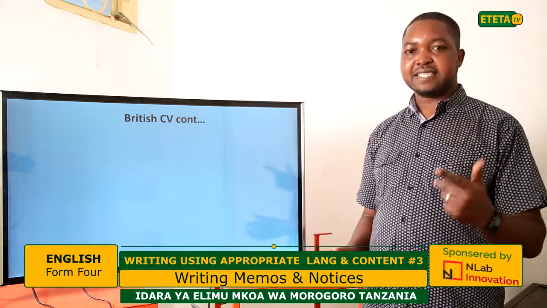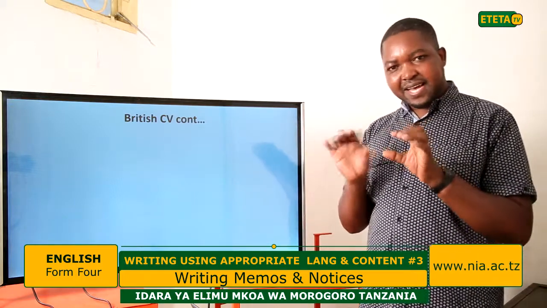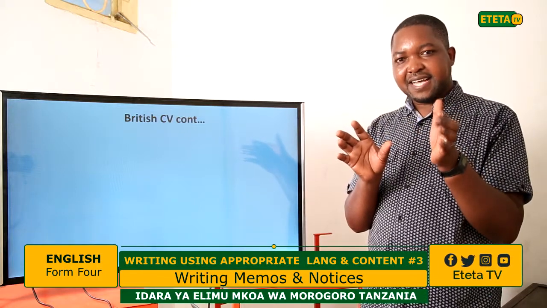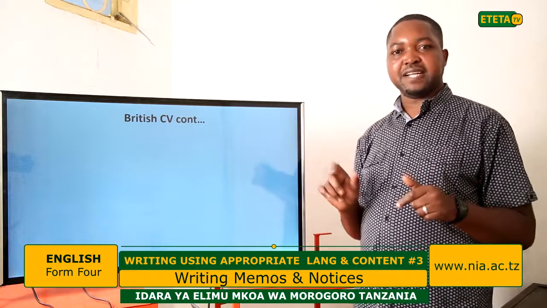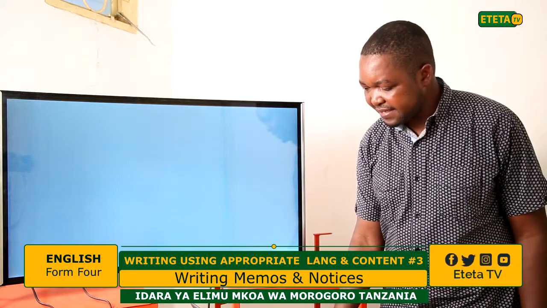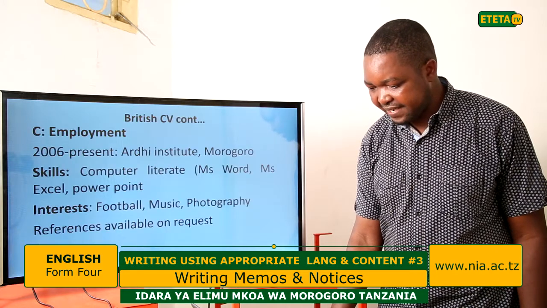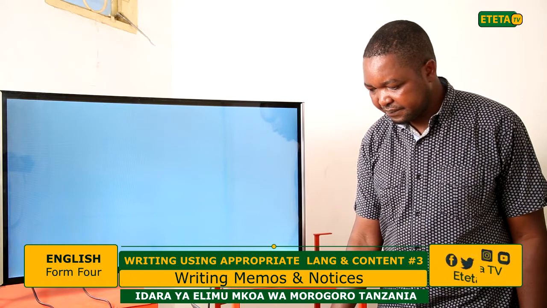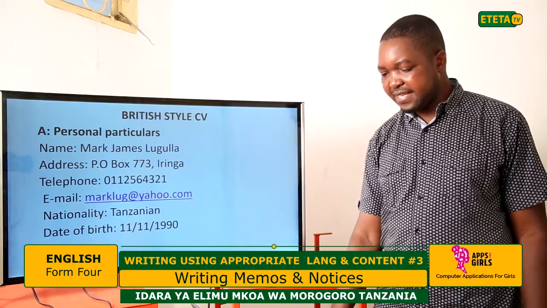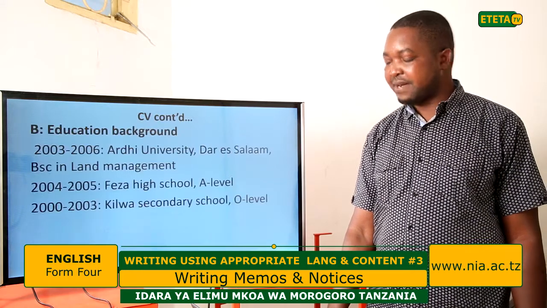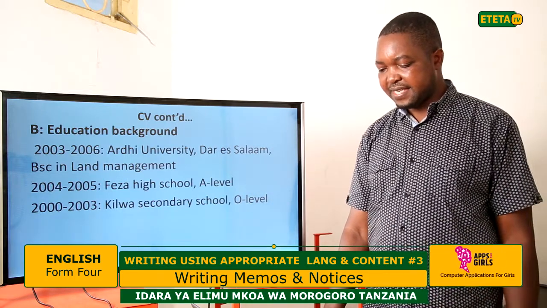We have said we have two basic types of CVs, the American style CV and the British style CV. They have only a minor difference in their format. With the American style, we start with the word resume, but with the British one, we don't have the word resume at the top. The structure of the American style is a little bit different from the British style. As you can see, in the British style, we started with A, personal particulars. Then B, we had education background, which even in the other type of CV, we also had.